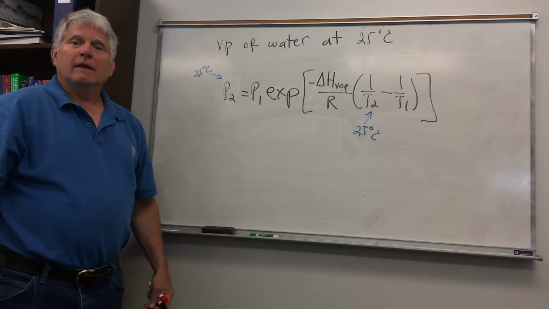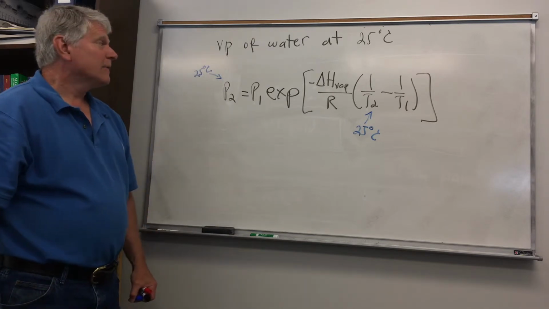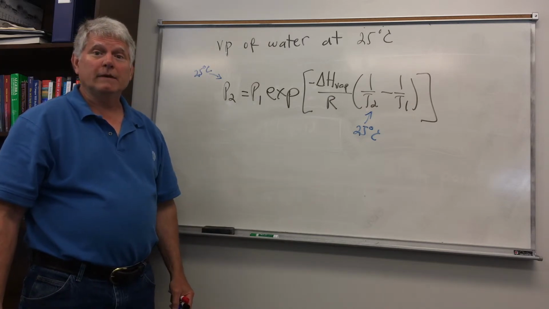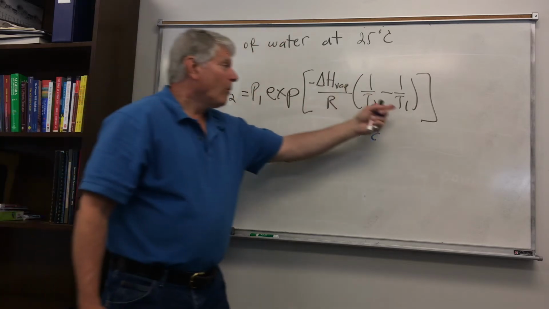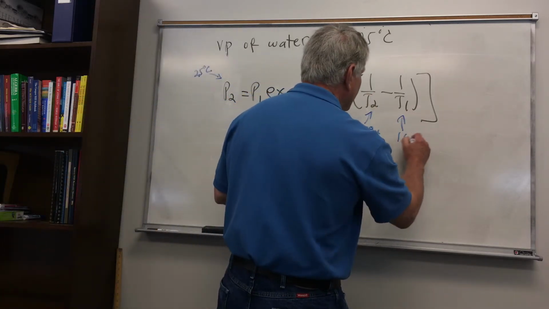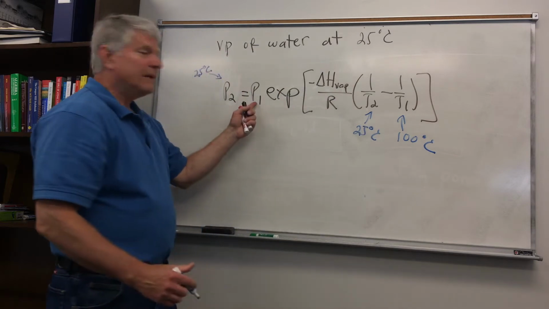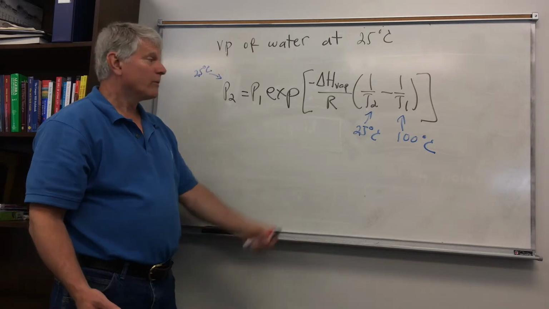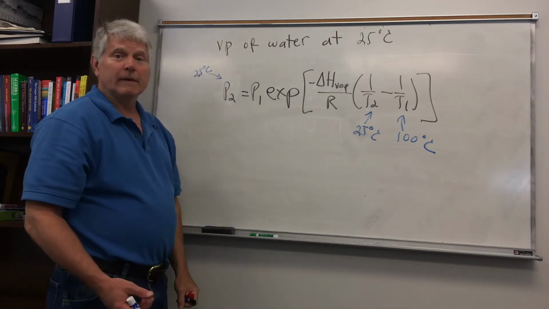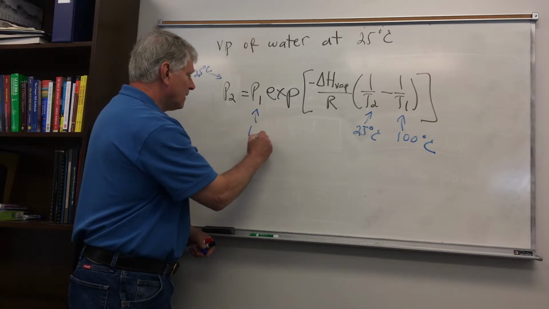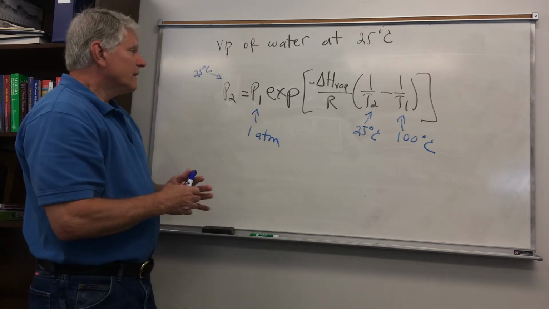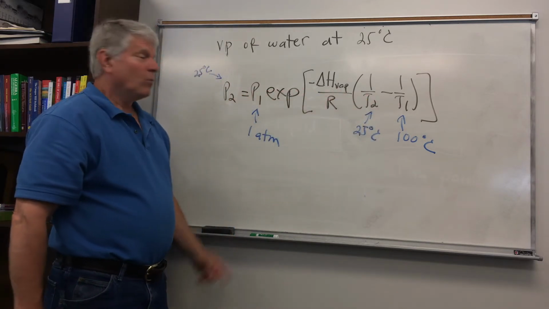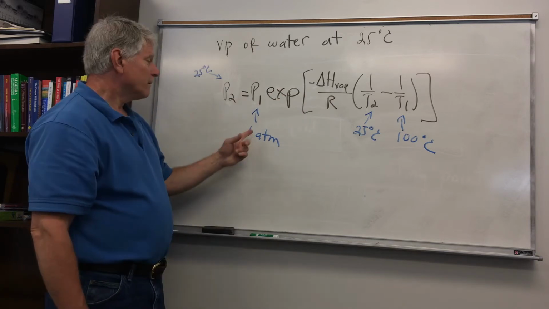I'm not given it, but if I'm not given a particular point that I can use, I can always use the normal boiling point, because at the normal boiling point at 100 degrees centigrade, P1, the vapor pressure, has to equal the external pressure, and the normal boiling point is defined as when the vapor pressure is 1 atmosphere. So I can always use the normal boiling point as one of the pressure temperature pairs.